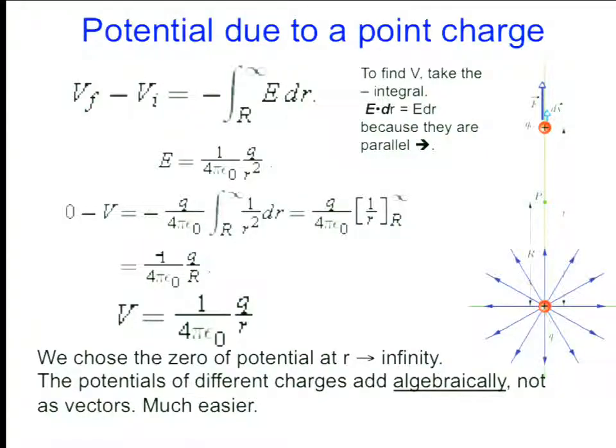Those are parallel, so there's no cosine problems. And you just integrate that. The integral of kq r to the minus 2 is r to the minus 1 with a minus sign. So you just get your minus 1 over r, with q from little r to infinity.